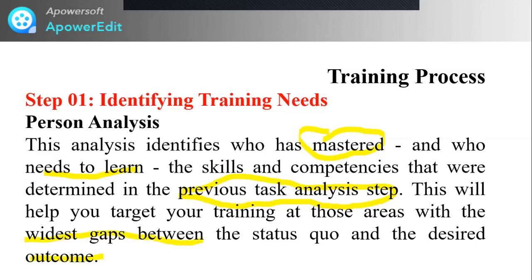Considering the expected and current situation, you can design the training program, because this will help you target your training at those areas with the widest gap, the big gap of the work.